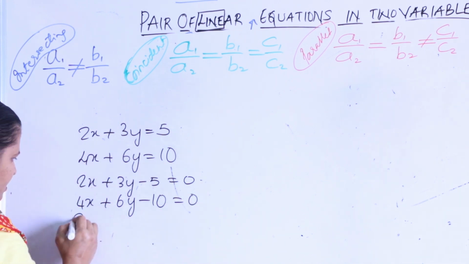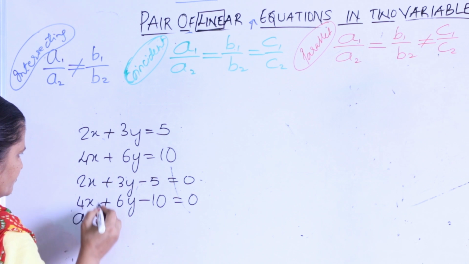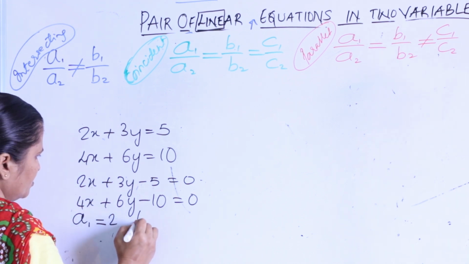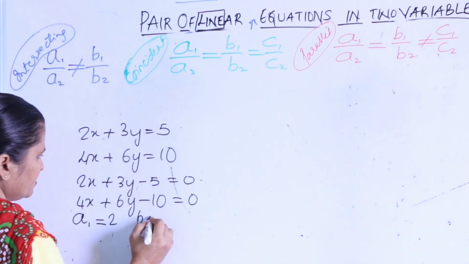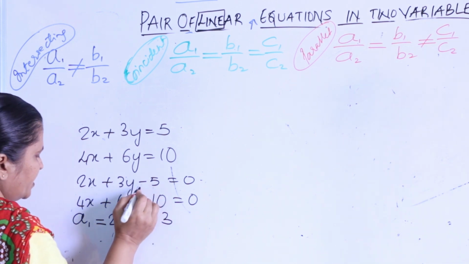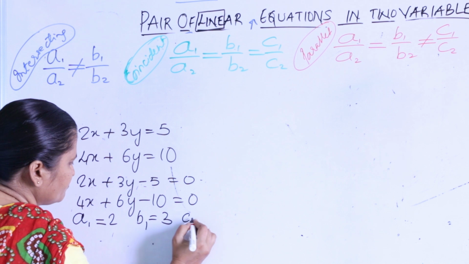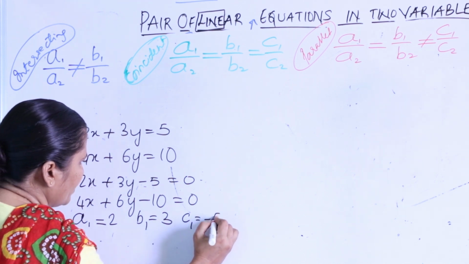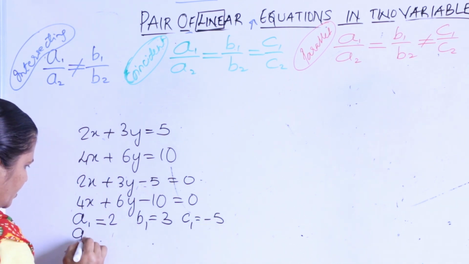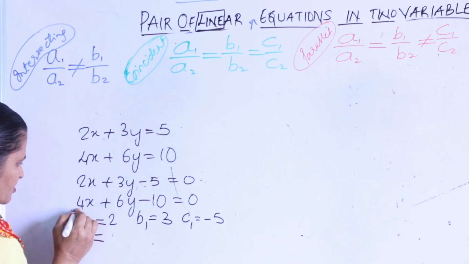So, what is our A1? A1 is 2. B1 is 3. C1 is, remember to take it along with the sign, minus 5. Now, A2 is 4.